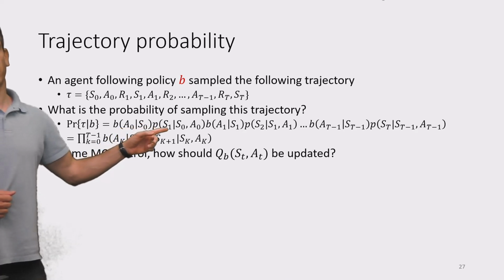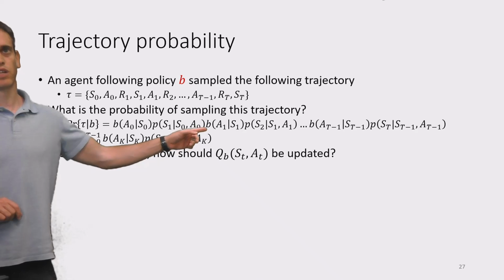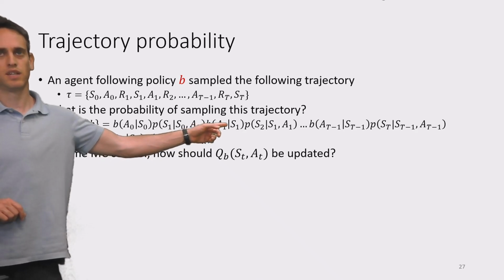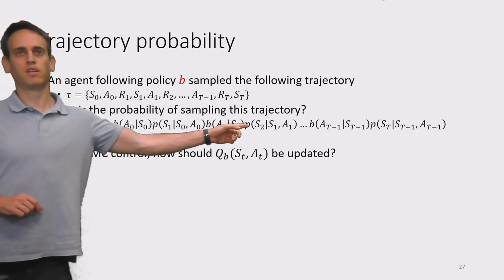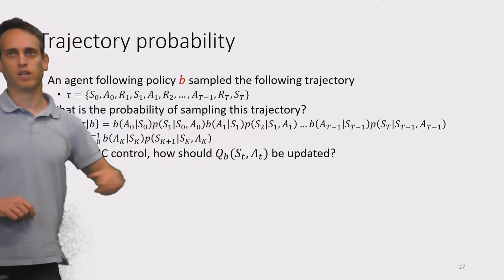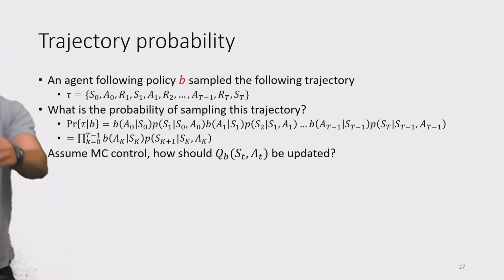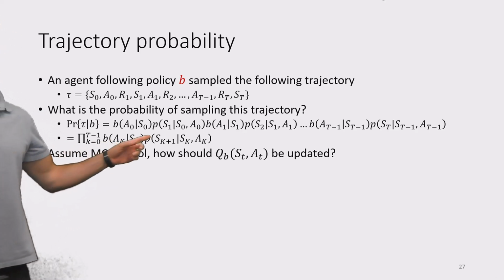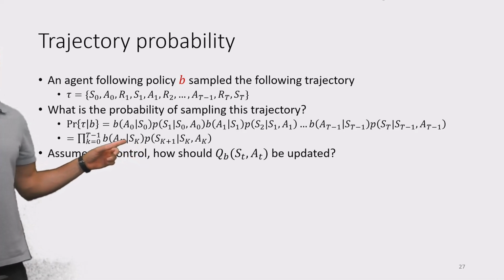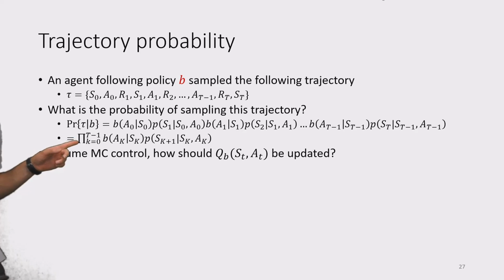Then we multiply that by the probability of the second transition, so the probability of taking action A1 at state S1, and then the probability that we arrive at S2 after being at S1 and taking A1, and so on, right? Eventually, we simply factor all of the transition probabilities from time step 0 until the end of the episode here. Okay?